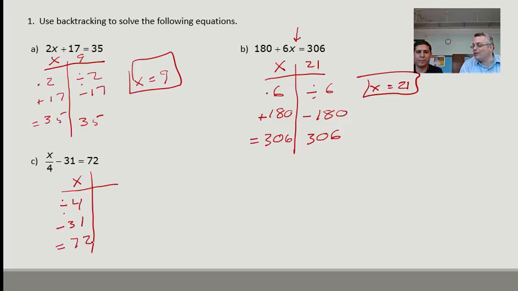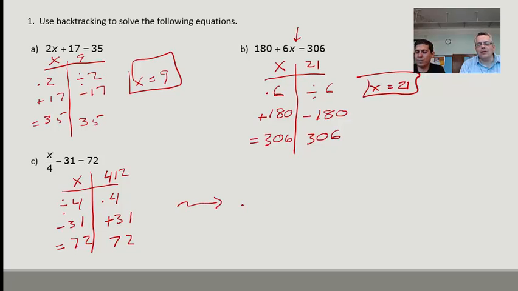This equation is why I really love backtracking, because people get it right. So we're going to do 72. We undo that step, so we add 31. And then how do we undo dividing by 4? By multiplying. You got it. And so you get 412 as the answer. 412.